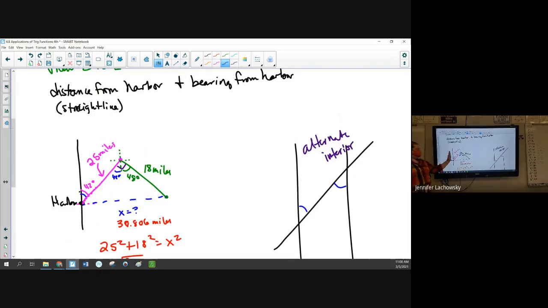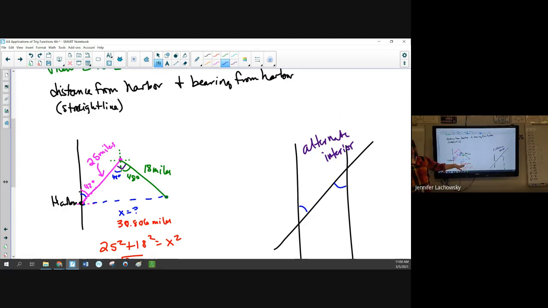Okay. So we're talking about bearing and right triangle trig, right? We said if you've got a boat that travels from a harbor at north 42 degrees east for 25 miles, and then turns and travels at south 48 degrees east, the question is how far is the boat from the harbor? And because of alternate interior angles, this is 42, that's 42, and those two add up to 90, which means you have a right triangle.